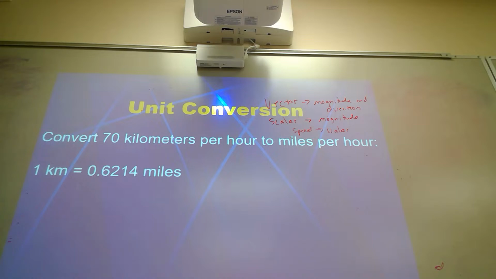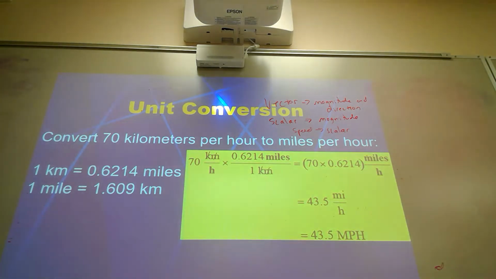Jaden, do you have it? Yes. 43.5. Good. All you had to do was multiply by 0.6214 miles per 1 kilometer. So we canceled out kilometers. We get 43.5 miles per hour. Okay, now you see why we had to cover the chain link conversion. We're going through the step-by-step process.